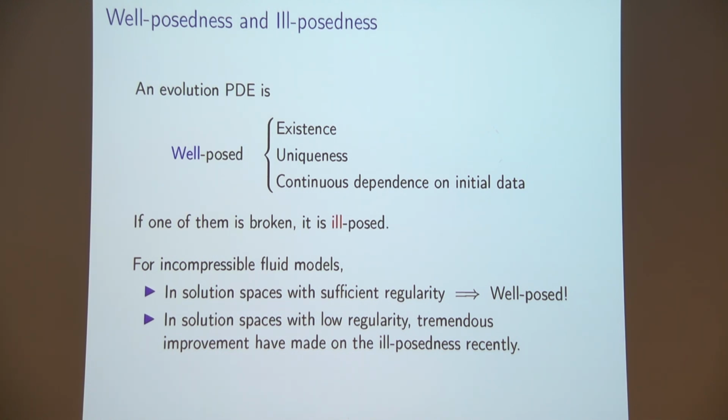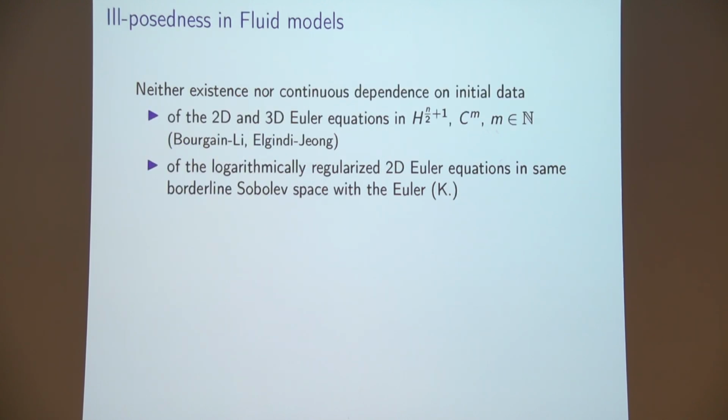But very recently, several schemes were invented in this direction, so we have had tremendous improvement on ill-posedness. Let me first summarize the recent results. They are roughly twofold. One is breaking the existence and continuous dependence on initial data at the same time, and the other is breaking uniqueness. So let's talk about the first case.